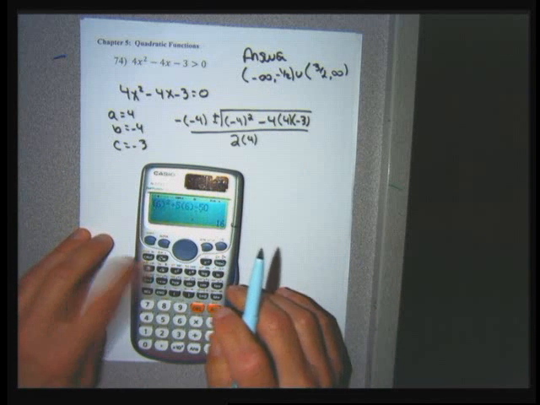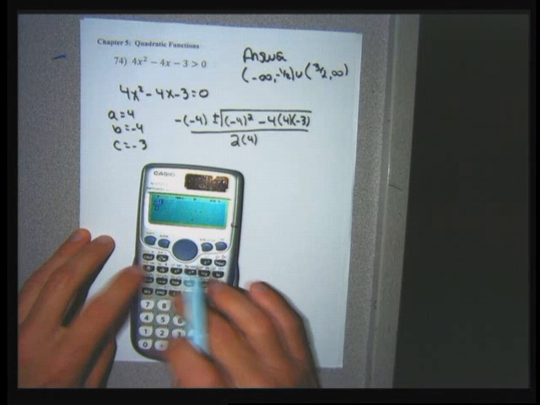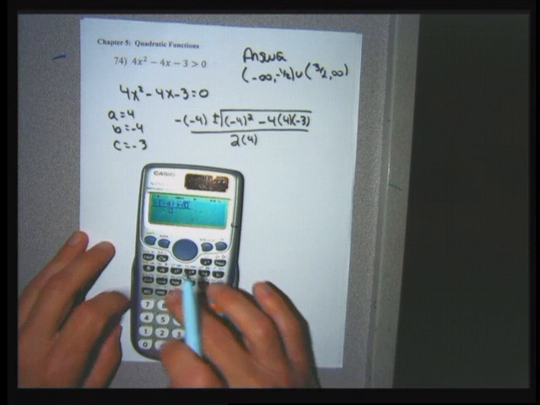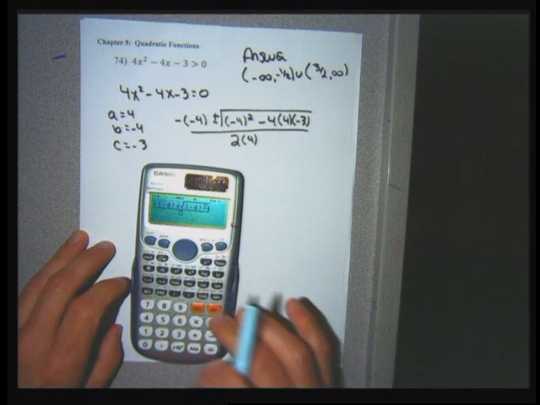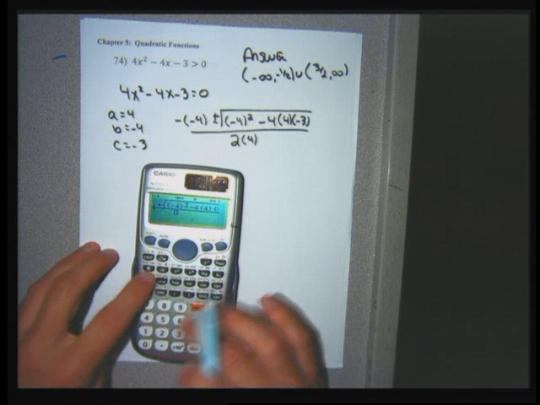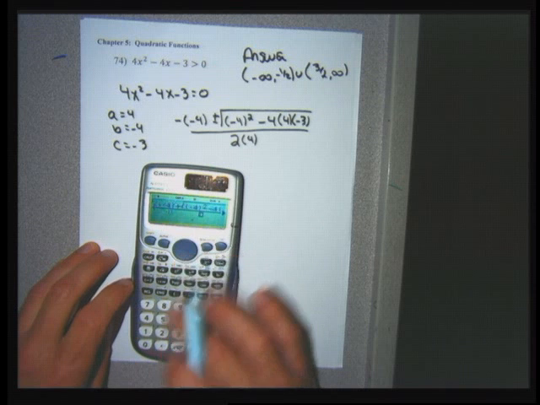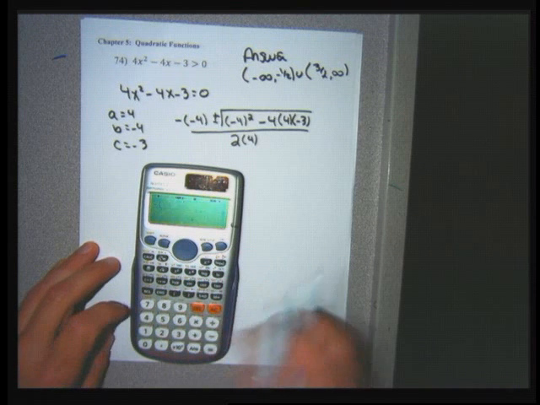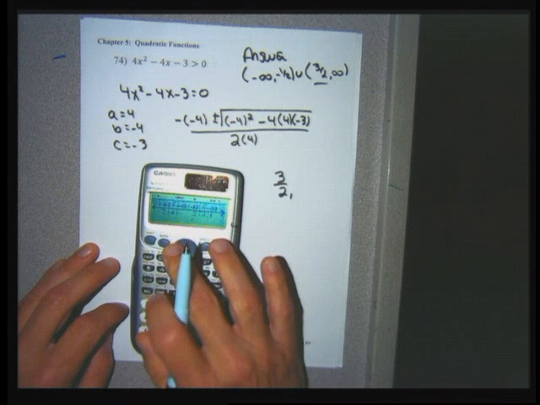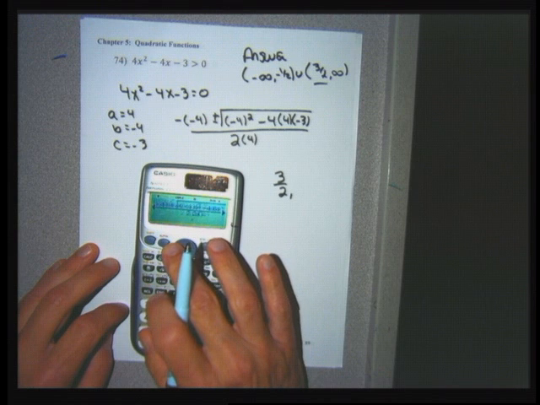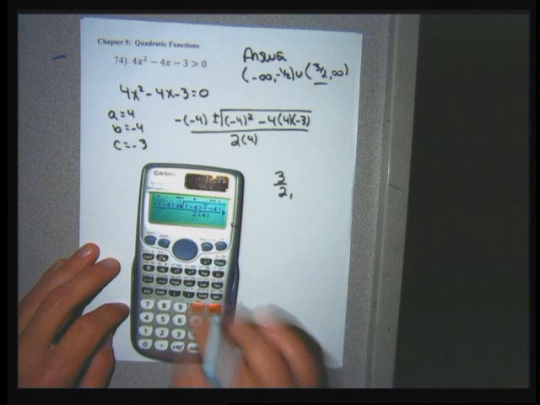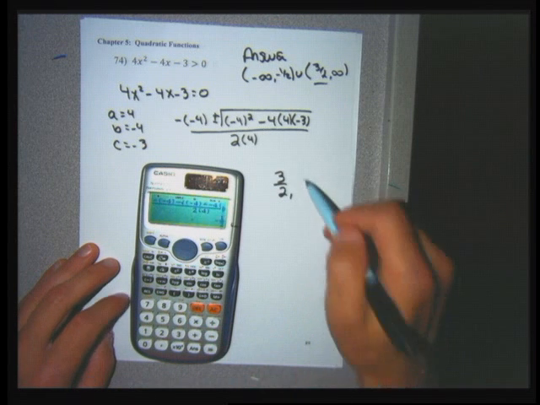So fraction negative parentheses negative 4 plus square root negative 4 in parentheses squared minus 4 parentheses 4 parentheses negative 3 all over 2 parentheses 4, and I get positive 3/2, which is there. Now I'm going to go back into the quadratic formula work and do the minus part of the plus or minus. So I get my cursor flashing next to the plus sign, delete, make a minus sign, and I get the other answer of negative 1/2.